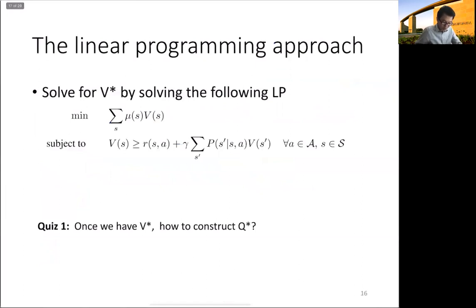All right. So what is interesting is that, okay, I've given a quick quiz here, so I hope that we can get some interactions. Let's say that we've solved this linear program and we've got V star. But in order to get the optimal policy, we actually need Q star. Can I get a volunteer to tell me how I can construct Q star from V star? Anyone?